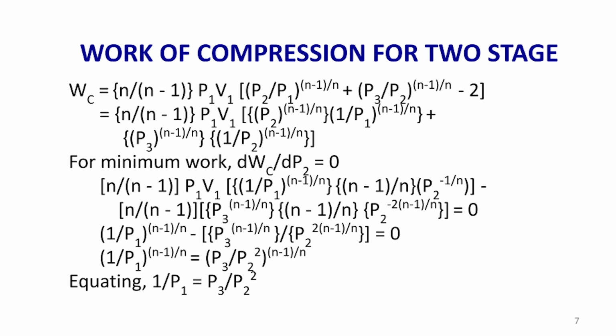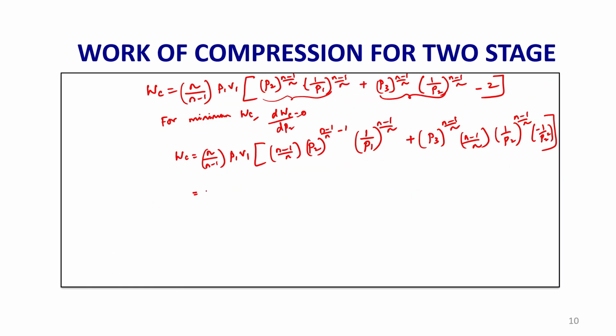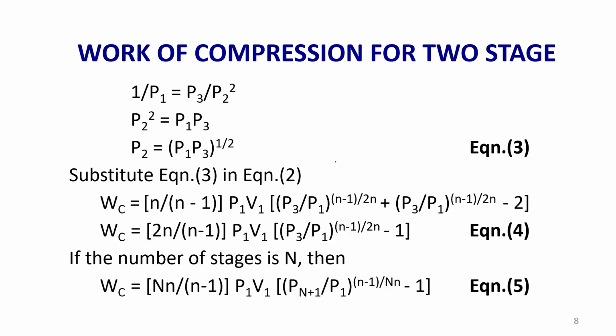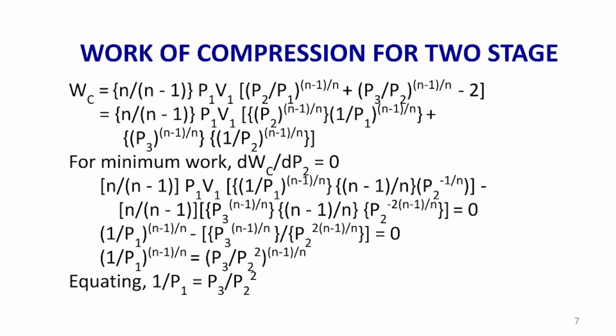Now, we can simplify this one: n by n minus 1, P1 V1 into, take LCM in the power n minus 1 minus n, minus n and minus n will get cancelled. So, n minus 1 by n into P2 power minus 1 by n. That is what I have written here. So, this is the common term, n minus 1 by n, and 1 by P1 to the power of n minus 1 by n.